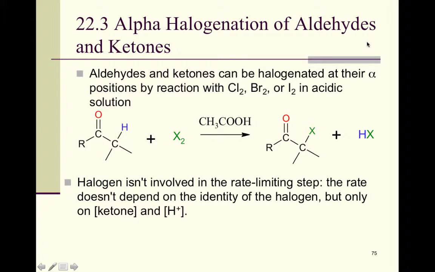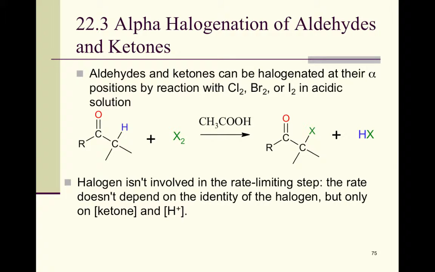Alpha halogenation of aldehydes and ketones. Aldehydes and ketones can be halogenated at their alpha positions by the reaction of chlorine, bromine, or iodine in an acidic solution. Here we have a carbonyl group with its acidic alpha hydrogen. This X is representing one of those halogens we have above. We are showing you an acidic solution, in this case that is acetic acid. And our halogen has been substituted on the alpha position, also giving us a minor secondary product of HX.